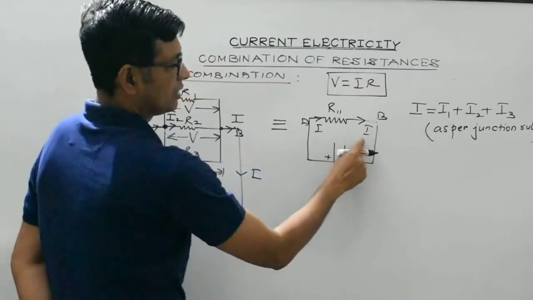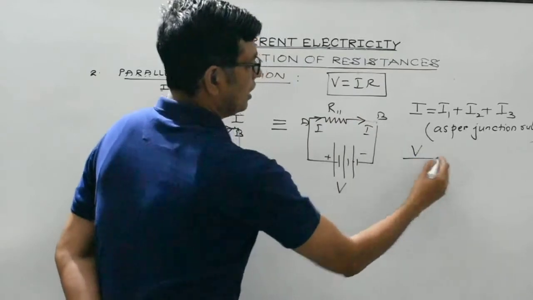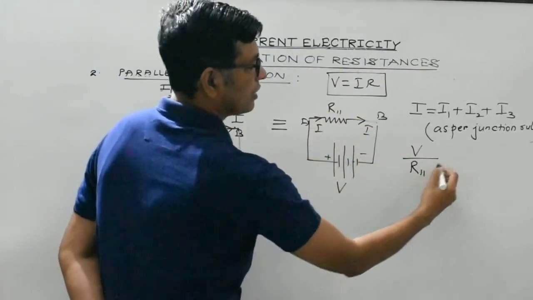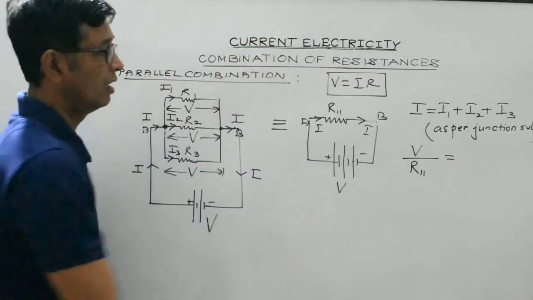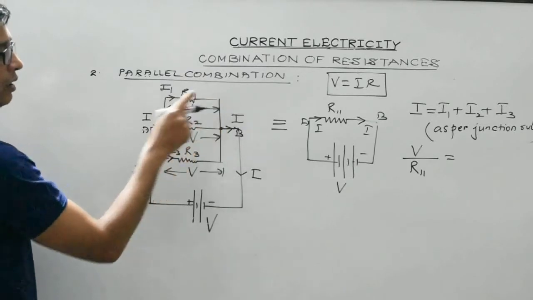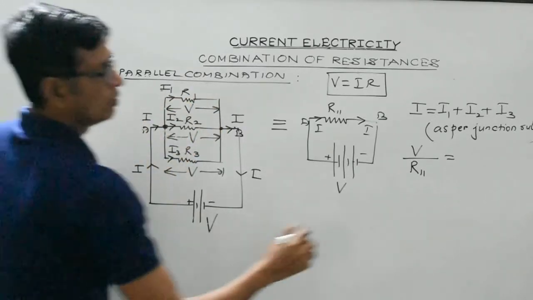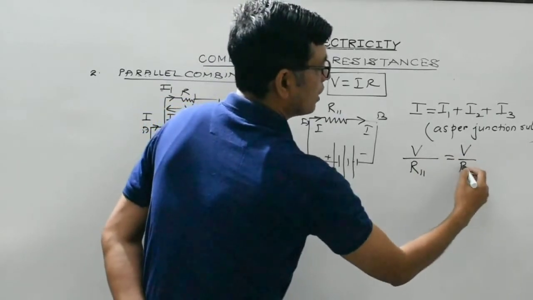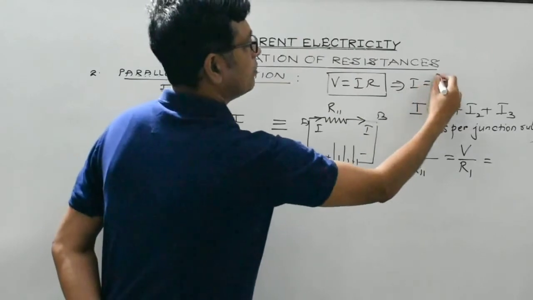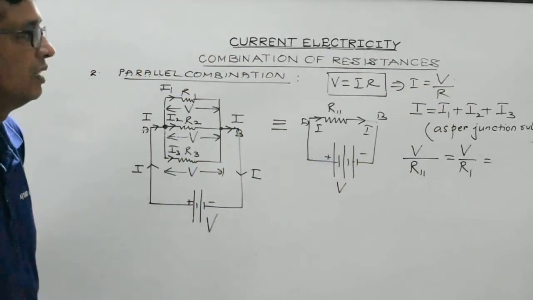So I here can be written in terms of the potential difference between the points A and B, which is V, and the equivalent resistance between A and B, which is R parallel. I1: consider this branch. The potential difference across this is V and the resistance is R1, so I1 is V by R1. Since V equals IR, current is potential difference divided by resistance. So we are making use of this particular formula, right?